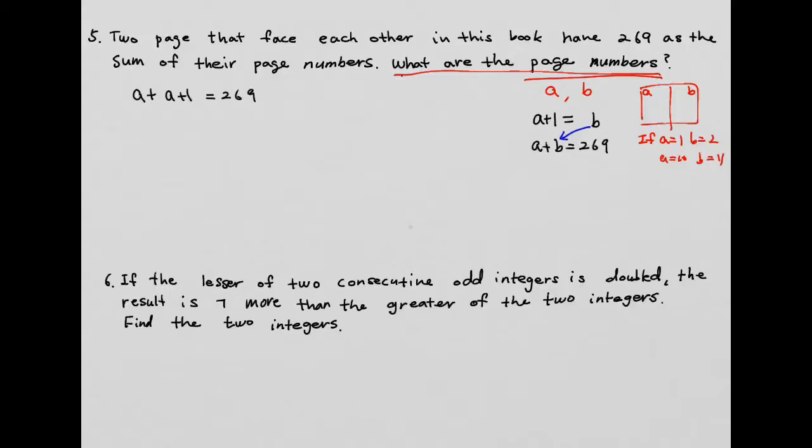And combine the like terms. A plus A will be 2A, plus 1 equals 269. You're going to subtract 1 from each side to isolate 2A by itself. You get 2A equals 268 this time. And then you're going to divide both sides by 2 to isolate A. You get 268 divided by 2, which is going to be 134. So your first page number is 134. Your second page number then is going to be 134 plus 1, which is going to be 135.